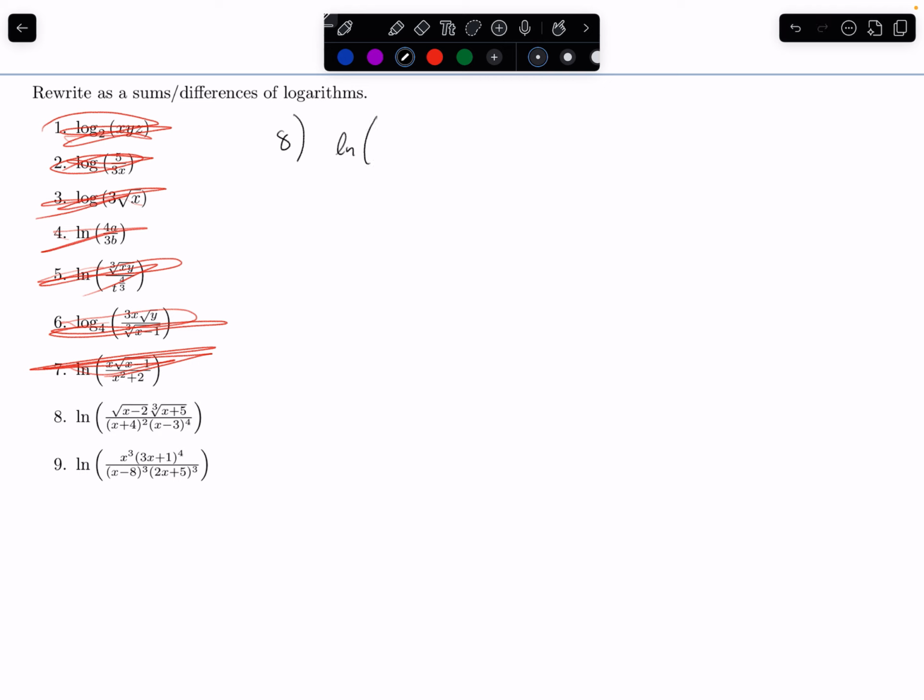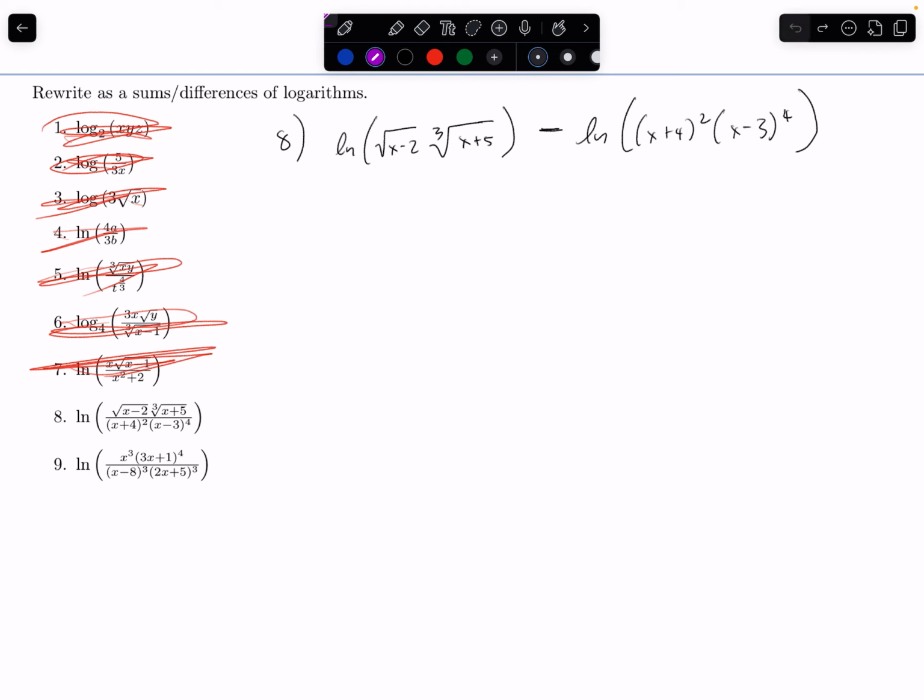Okay, so it's ln of square root of x minus 2 times the cube root of x plus 5 minus ln of the bottom, which is x plus 4 squared, x minus 3 to the 4th. And honestly, this is actually not that bad because you got these minus pluses. These are just going to stay put. No big deal. Okay, so let's take care of the multiplication part now.